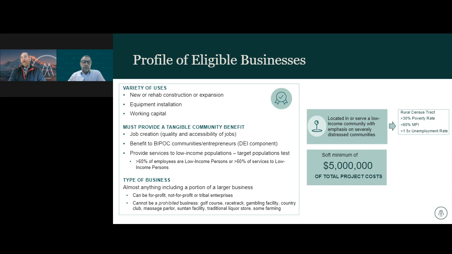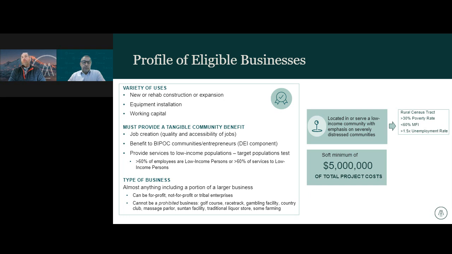An example of that might be someone that is doing job training for low-income persons, and they're employing low-income people, and that's the mission of that particular entity. It might be a way to qualify. And then as we talk about the different types of businesses, it can be almost anything.